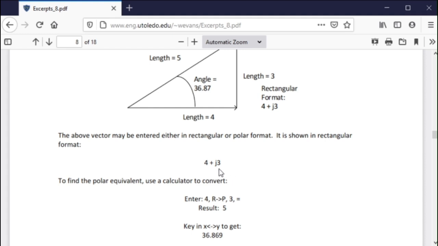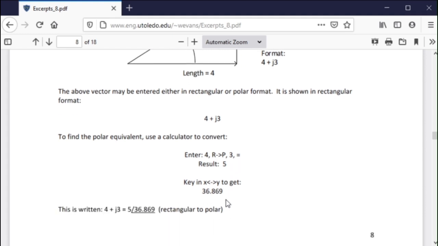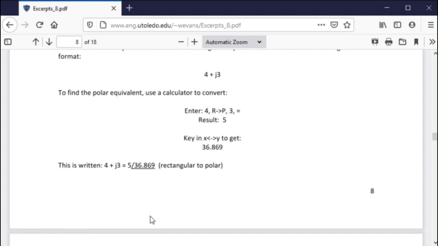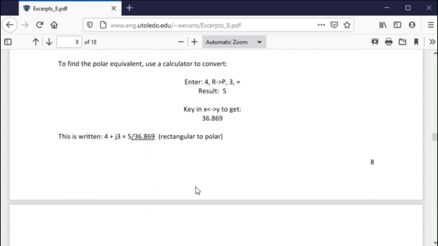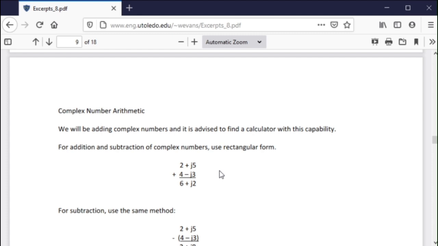Well, in a calculator, for 4 plus J3, you enter the 4, then the R to P, then the 3, and then the equal, and the resultant is 5. You do that in a standard calculator, that's what you're going to get. And then the X to Y, and you get the 36.869, or the degrees. So then you can write 4 plus J3 equals 5 at angle 36.869 degrees. That's rectangular to polar. And polar to rectangular is just the opposite.